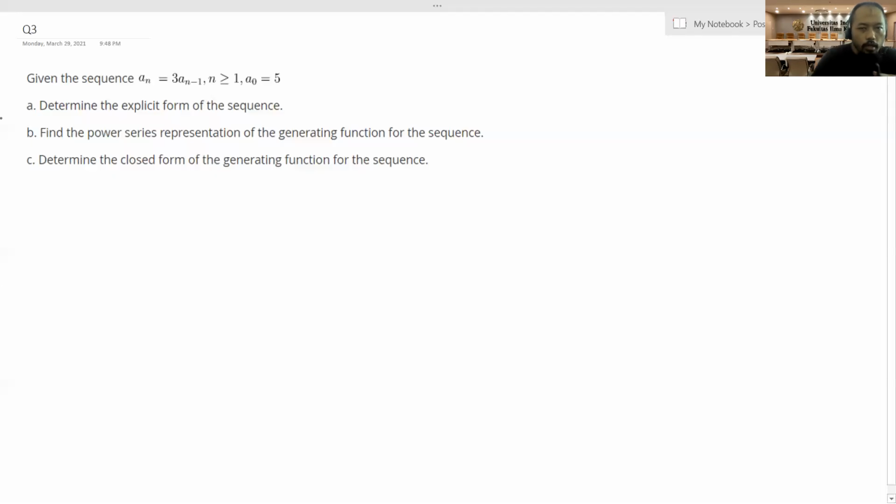All right, for question number 3, we are given that sequence, the recurrence relation a_n is equal to 3a_(n minus 1) for n greater than or equal to 1, with initial condition a_0 is 5, right? So now, first we want to determine the explicit form of the sequence. Essentially, because we know that a_n is equal to 3a_(n minus 1) for n greater than or equal to 1, let's start with part A.